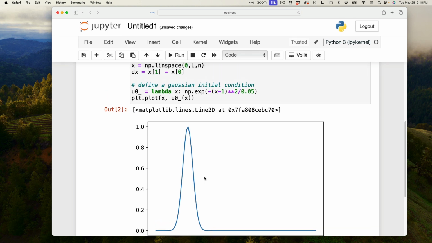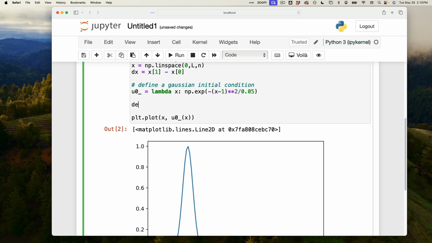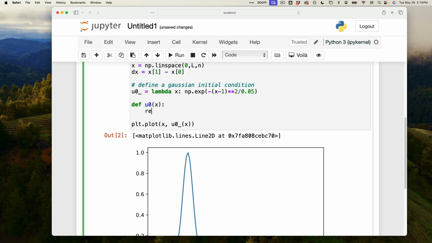I'm not familiar with what lambda is. Yeah, so lambda is essentially doing this: define u0 of x, return np.exp of all of this, okay? So it's just a shorthand notation for defining a function in one line.